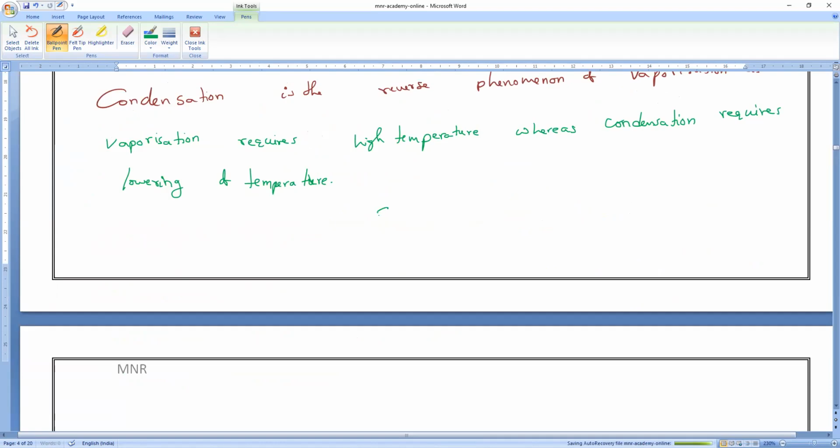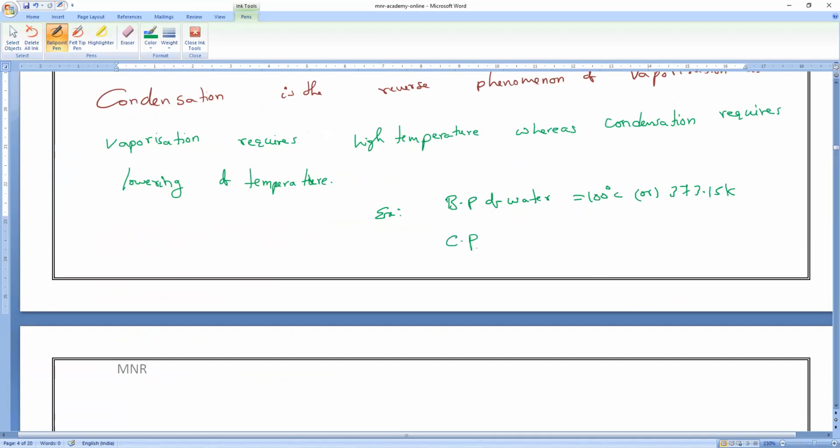So can you tell me, for example, what is the boiling point of water? 100 degrees Celsius, or we can say 373.15 Kelvin. Is it yes or no, all of you?